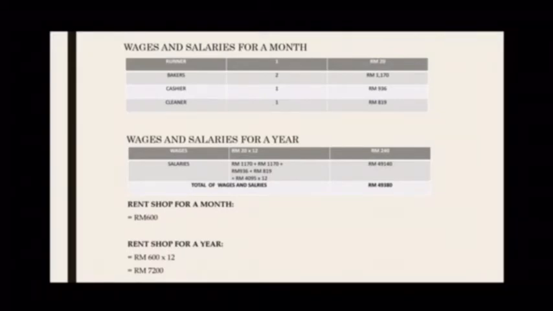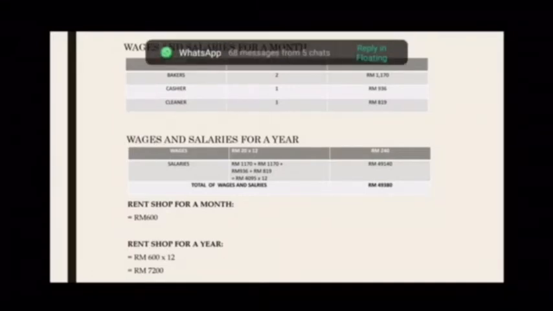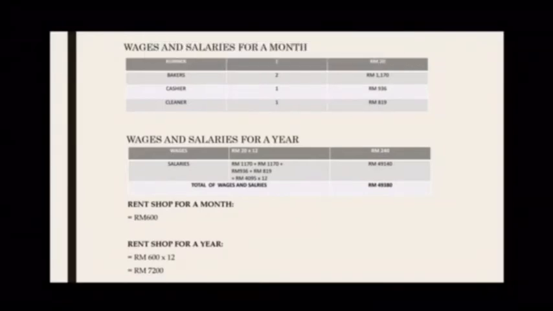Wages and salary for a year. Wages is only for runner, 240, and total salaries is 49,150. So the total of wages and salaries is 49,380 ringgit. Rent for the shop for a month is only 600. Rent for the shop for a year, for 12 months, is 7,200 ringgit.